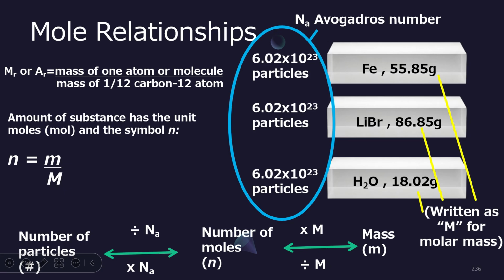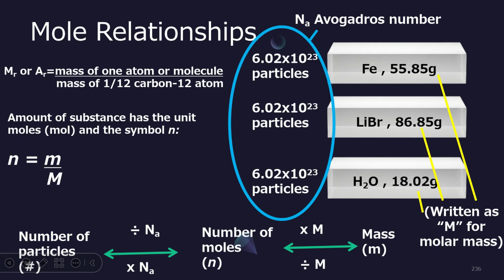Now what you'll notice though, in the middle of this slide really, is that all of these containers have the exact same number of particles. I mean atoms or molecules. For iron, there's just atoms, so there's 6.02 times 10 to the 23 atoms in there. LiBr is a compound, H2O is also a compound, so those particles refer to really molecules, or maybe a crystal lattice unit for LiBr. We'll learn about that later, but don't worry. This represents a particle of this particular chemical formula.